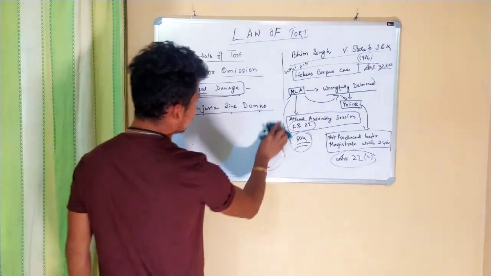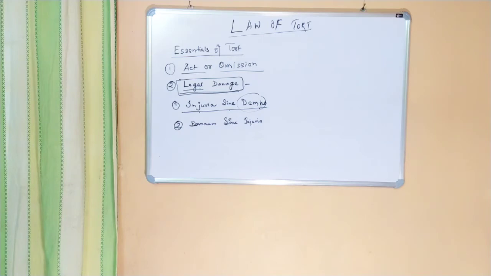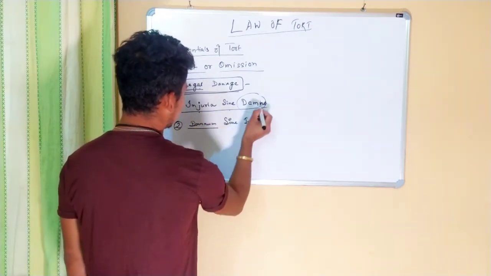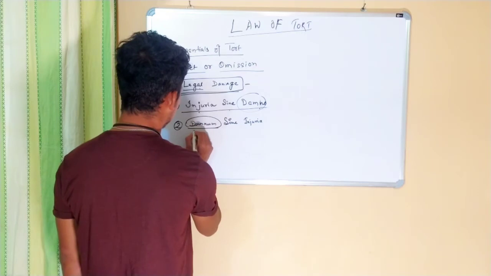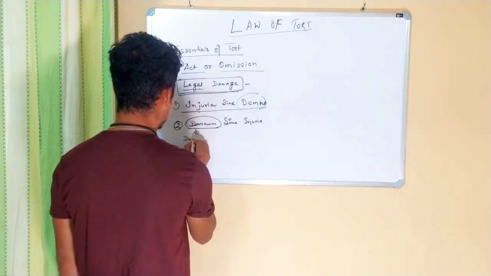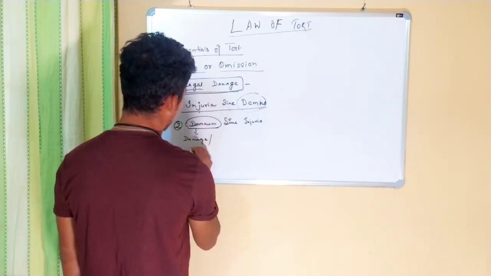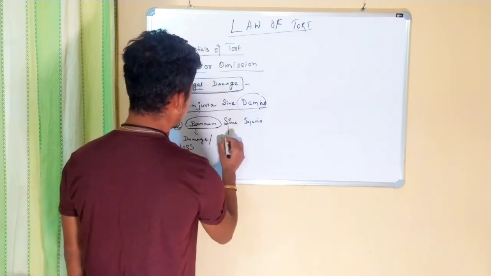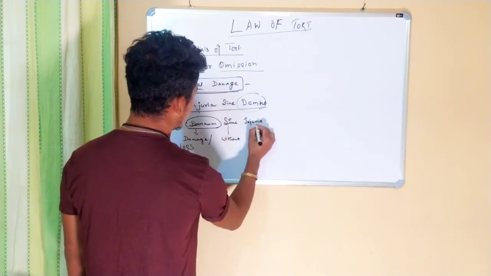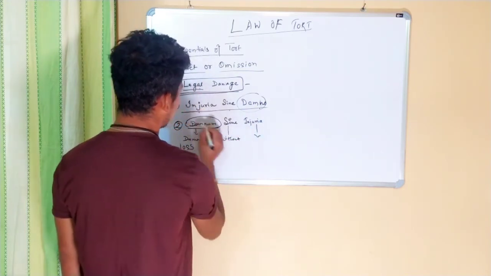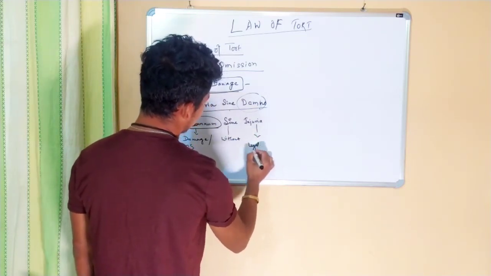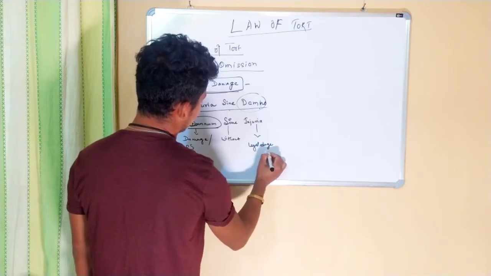So the other maxim is damnum sine injuria. Damnum and damno mean the same. It means damage or loss. Sine means without, and injuria always means legal injury, that is, violation of a legal right.